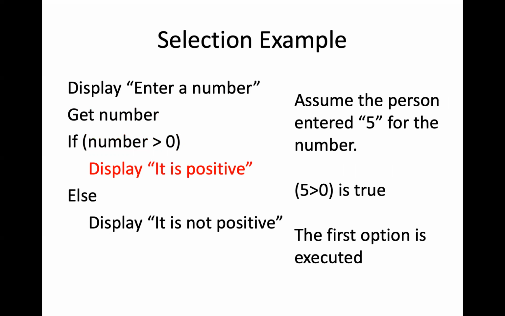So let's assume that the person executing the pseudocode entered 5 for the number. Now we have to evaluate the expression, number greater than 0. And how do we do that? Well, we look up the value stored in number, and it's 5. So now we evaluate the expression 5 greater than 0. 5 greater than 0, as we all know from elementary school, is true. What that means is we're going to execute the then part of the selection construct, and we're going to display "it is positive" to the user. And we're not going to execute, in this particular execution of the program at least, the else part.